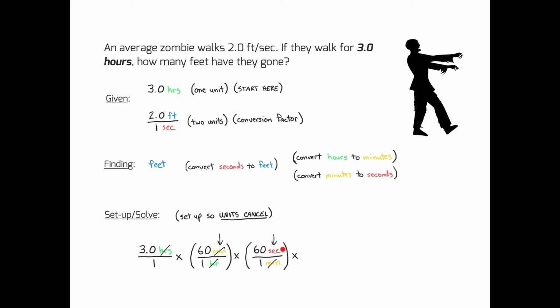Now that we have seconds, we can use our conversion factor, and we can convert from seconds to feet. Again, we set this up so our units cancel. So we put seconds on the bottom to cancel with seconds on the top. So our seconds cancel here, and we're left then with feet, and feet is what we're looking for. So we multiply 3 times 60 times 60 times 2. And what we find is that after 3 hours, our zombie has walked 21,600 feet.